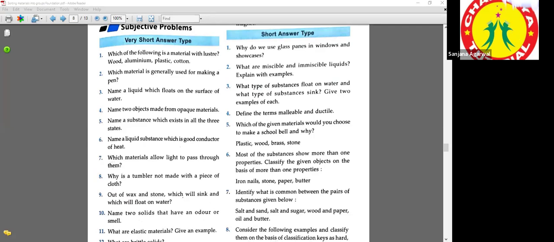What is the formula for density? Anyone know the density formula? No one? Come on.